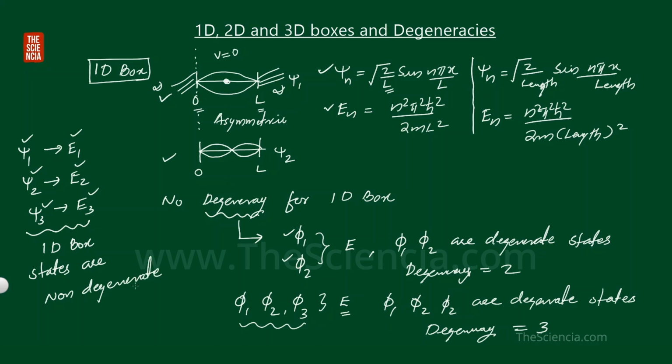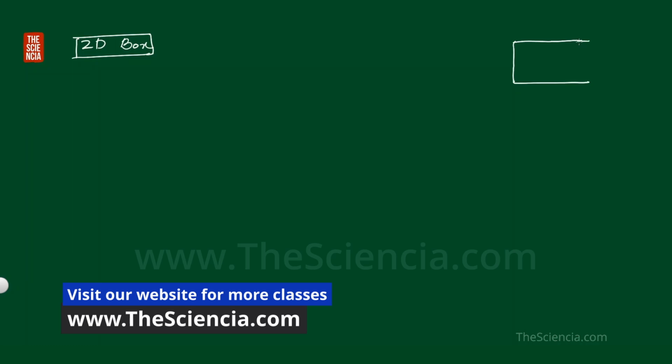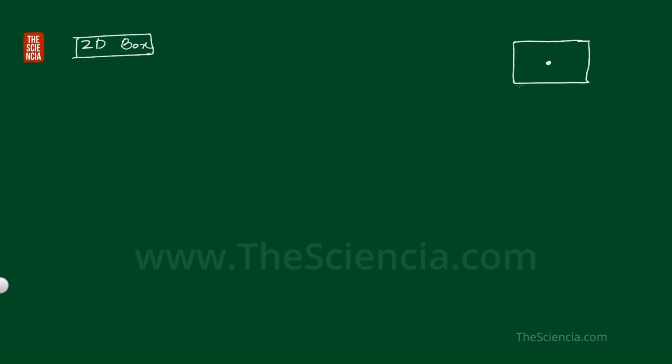Now let us discuss 2D and 3D boxes. First of all, we have to find the wave function for a free particle in a 2D box and 3D box and the corresponding energies. Now let us discuss the 2D box, that is, a two-dimensional box. That is, the particle is trapped in a two-dimensional box. Suppose this is the case. A box is there and a free particle is trapped inside. So these regions are forbidden for the particle. The particle can move only inside this box.